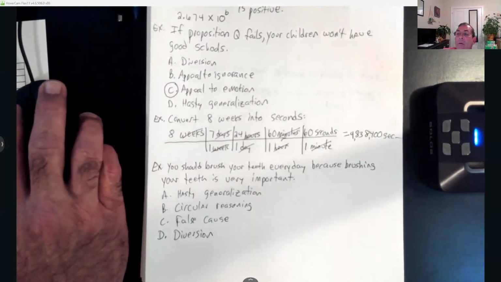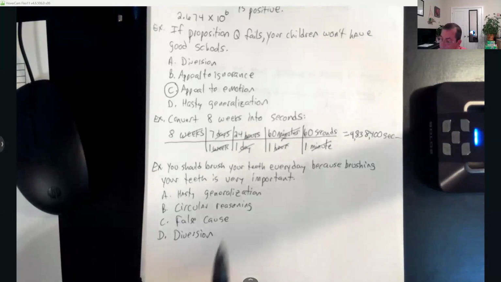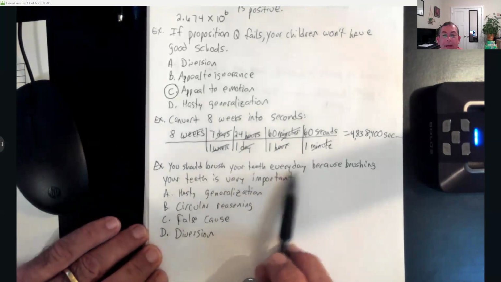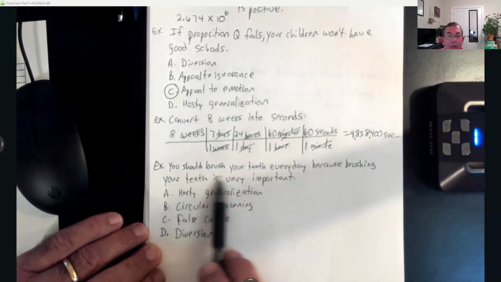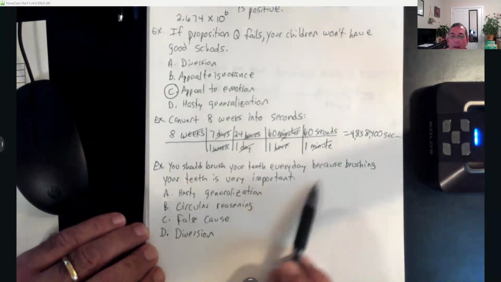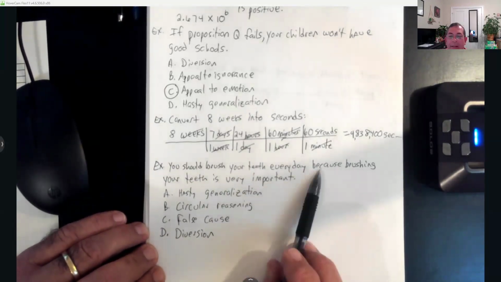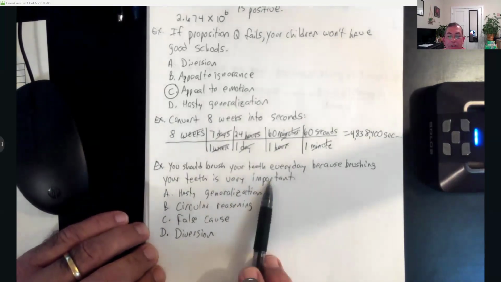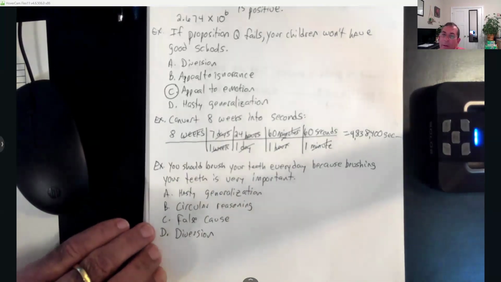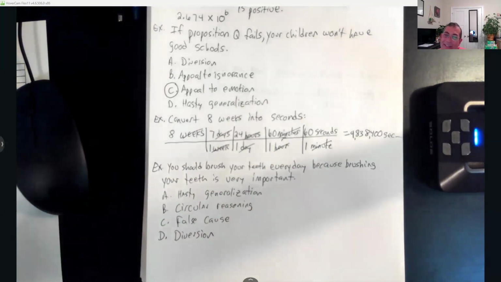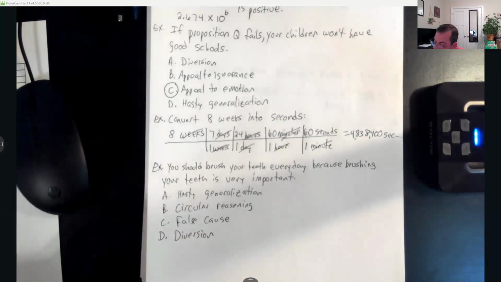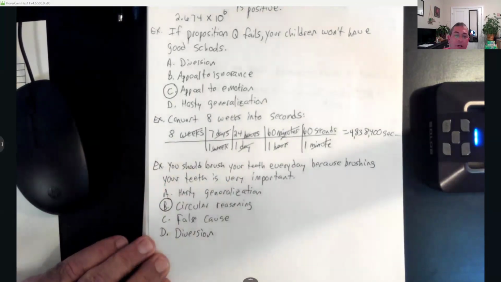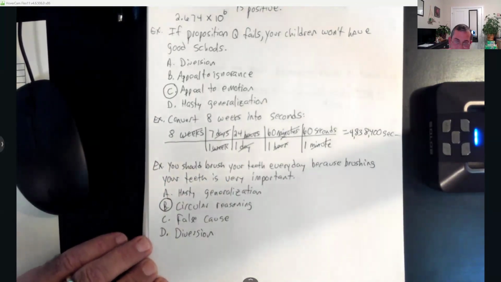All right, y'all. So let's see what we get. So this says you should brush your teeth every day because brushing your teeth is very important. Well, those are basically saying the same thing. You should brush your teeth every day, and brushing your teeth is very important. So since they're sort of saying the same thing, what they're using on this one is what we call circular reasoning, okay?